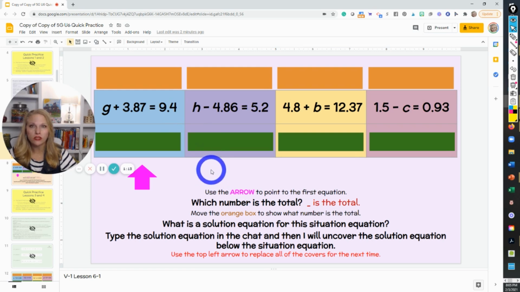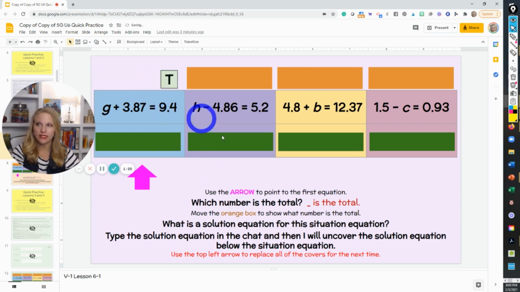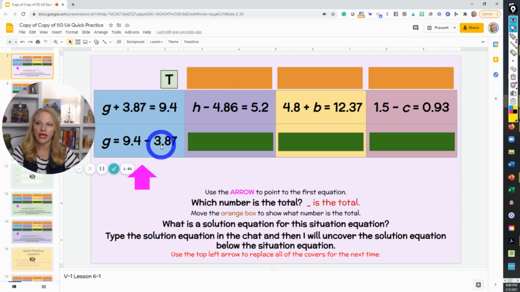Class, what's the total? Think about it. Class, 9 and 4/10. Let's see if we're right. Boys and girls, this is the situation equation. What's the solution equation? Think about it. Class, 9 and 4/10 minus 3 and 87/100 equals G. So we can either say 9 and 4/10 minus 3 and 87/100 equals G, or G equals 9 and 4/10 minus 3 and 87/100.